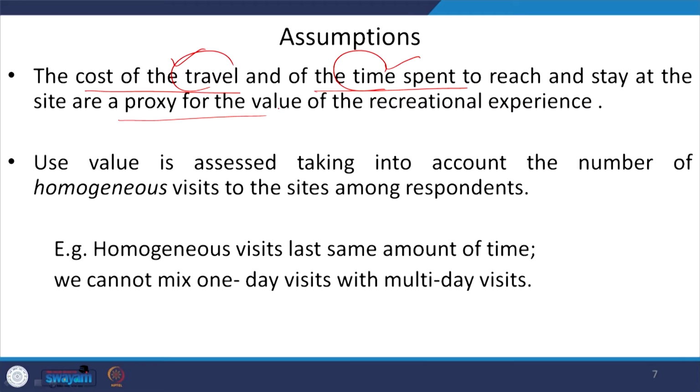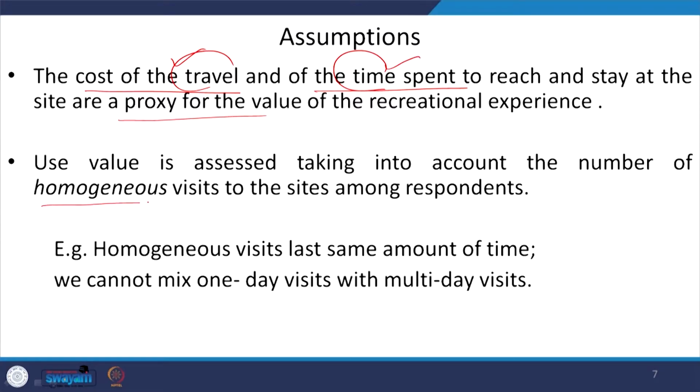And moreover, as you understand, revealed preference methods deal with the use value. So, here the use value can be analyzed by taking into account the number of homogeneous visits to that particular site among the different visitors. So, what are these homogeneous visits? The assumption is that in the travel cost method we need to take into account those number of visits which are said to be homogeneous visits by the travelers or visitors. So, what is homogeneous visits?